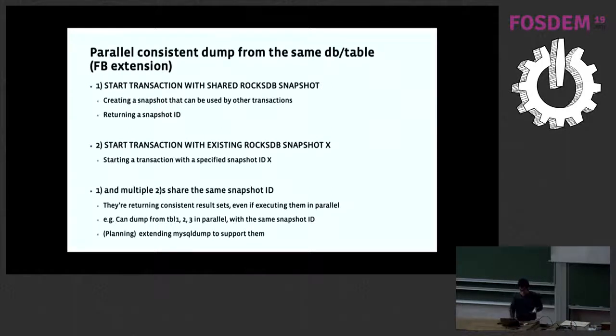For example, if there are large tables T1, T2, T3, we start a transaction with a shared snapshot, and another two clients use START TRANSACTION WITH EXISTING SNAPSHOT with the same snapshot ID. All these clients can run in parallel, and the results are consistent. This means we can run parallel consistent backups, which is a pretty big deal if you need a consistent backup from a very large database.